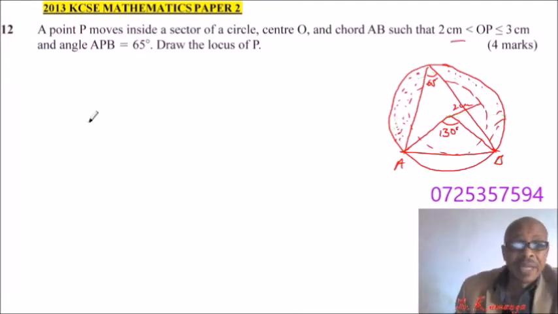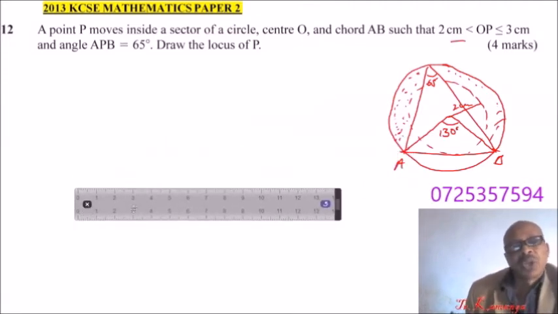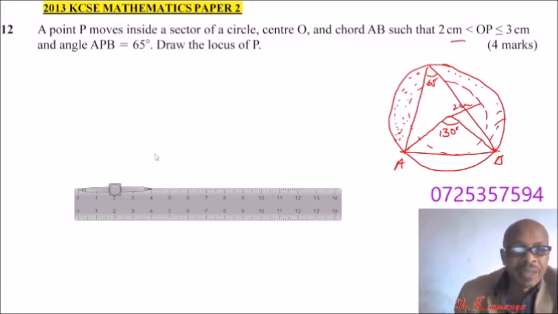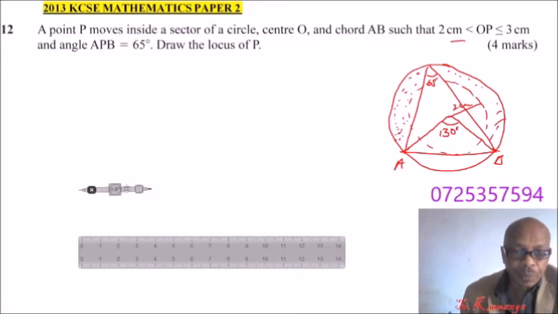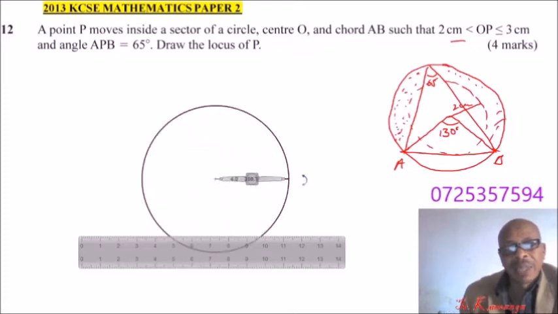Now with that in mind, what we need here is a ruler, a compass and a protractor. So this is my ruler, and this is my compass. Because of the limitation of my compass, I'm going to use a scale of, instead of 2 centimeters, I'm going to take 4, and instead of 3, I'm going to make 6 centimeters.